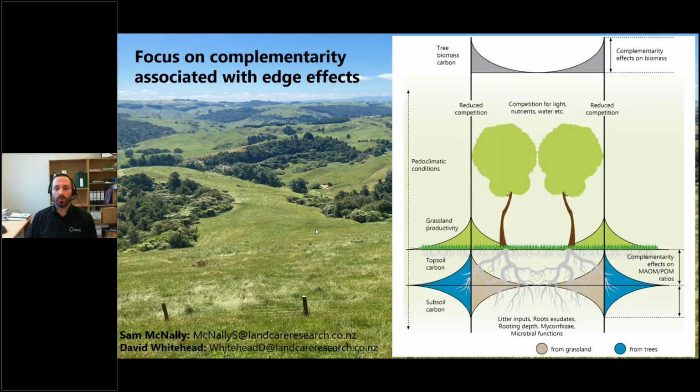The focus of this program is looking at the complementarity associated with edge effects. And you can see in this diagram here that on the edges of forests, or the edges of small clusters of trees, the trees will grow better and store more carbon. Grass production could also increase, and there's a hypothesis that soil carbon could increase as well. This is what David and Sam are going to delve into deeper in this MB program. So it'll be very exciting to kick off into that. And here are their emails if you want to follow up about that.